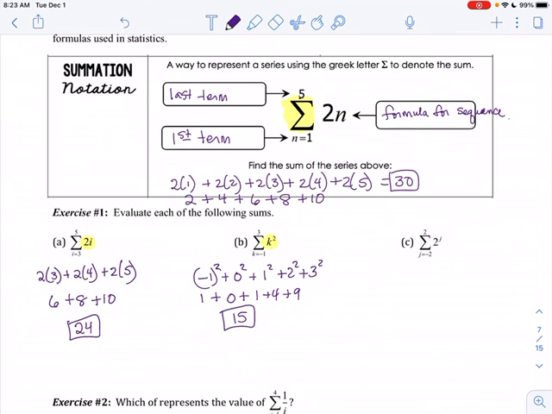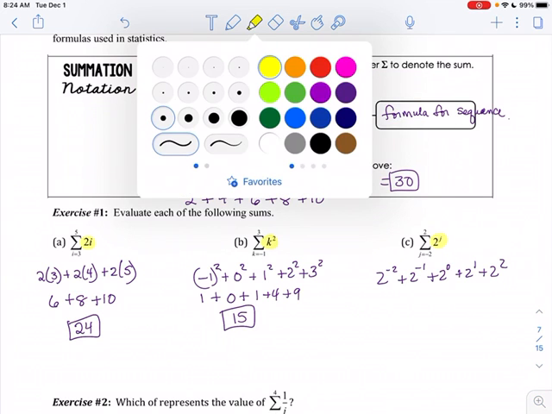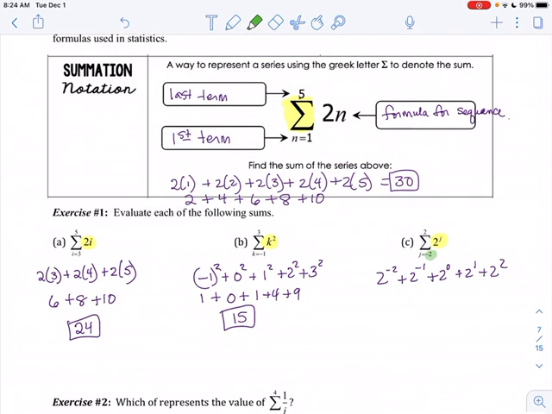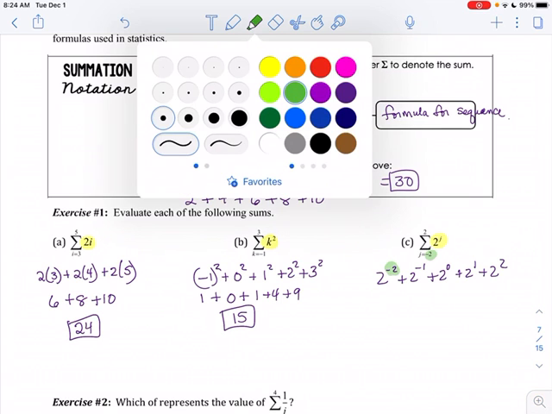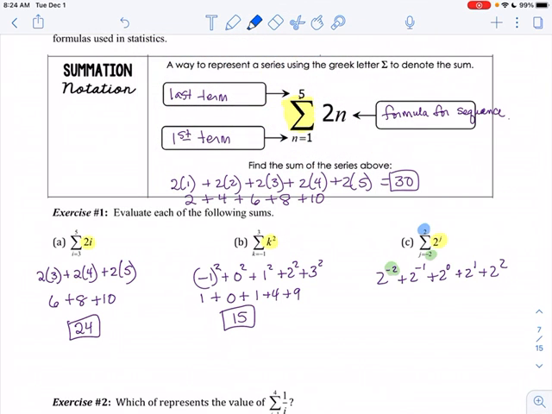And then for C, my first term is -2. Now look at my formula for C. My variable is the exponent. So this is going to be 2 to the -2 plus 2 to the -1 plus 2 to the 0 plus 2 to the 1 plus 2 to the 2. So my first term, I'll just get a different color here. This is my first term. And this is my last term. And I just add those all up.